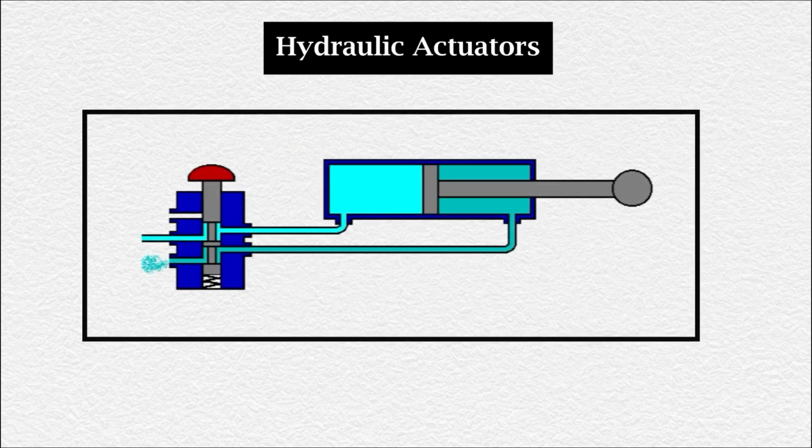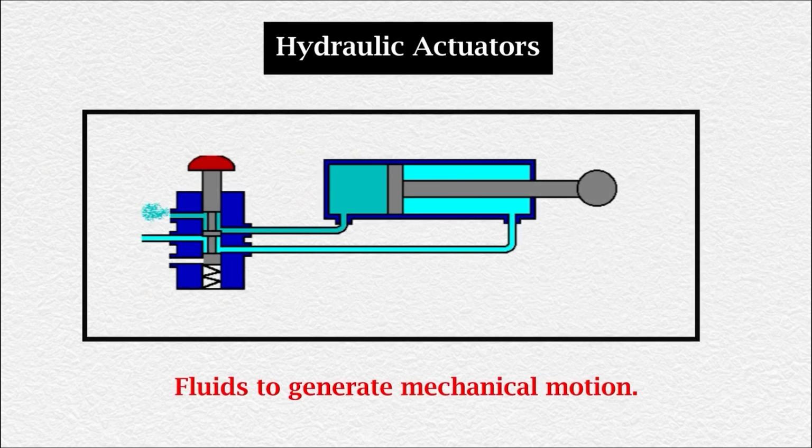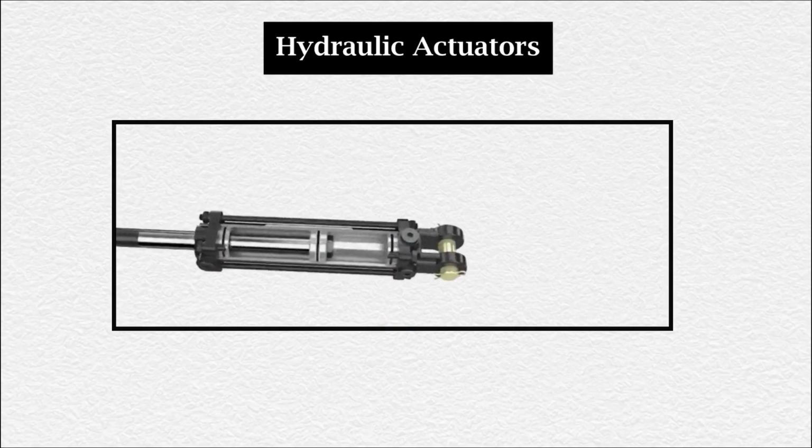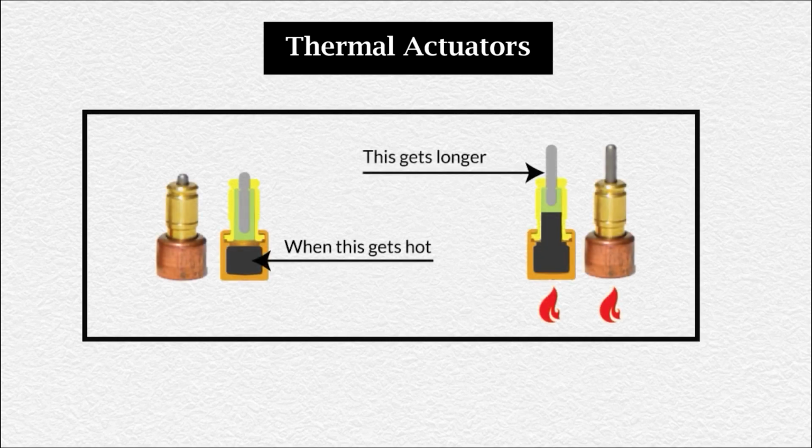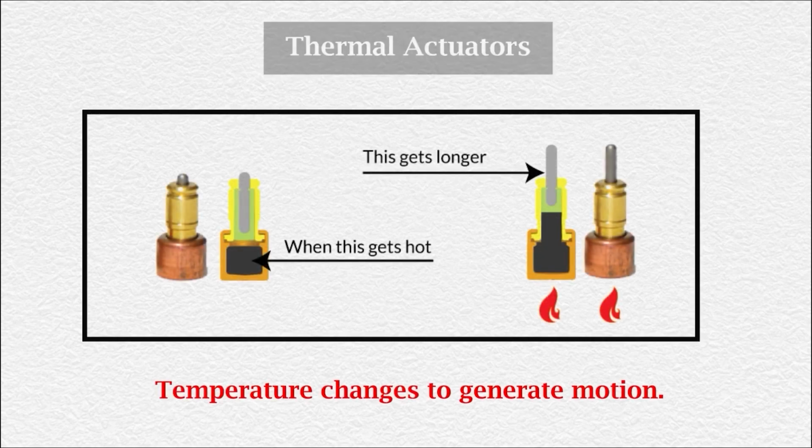Hydraulic actuators use fluid, usually oil, to generate mechanical motion. They offer high force capability and are commonly used in heavy duty applications. Thermal actuators utilize temperature changes to generate the motion.